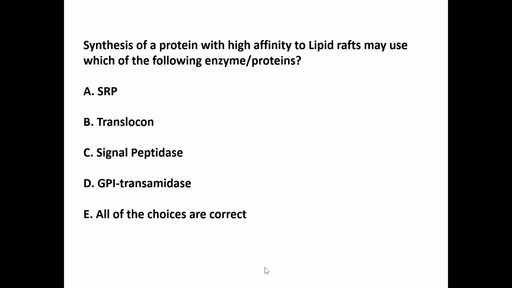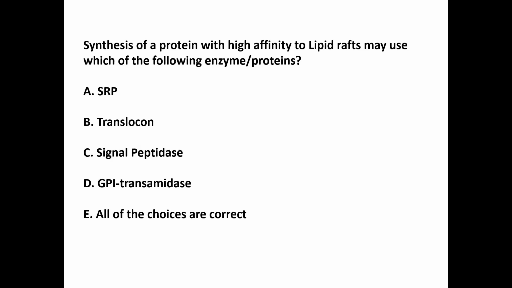See, 50%. That is the correct answer. So 32%, 37%, and see that this is also another example of how you rationalize the experiments. So let's take a look at this. So synthesis of protein with a high affinity to lipid raft, essentially.